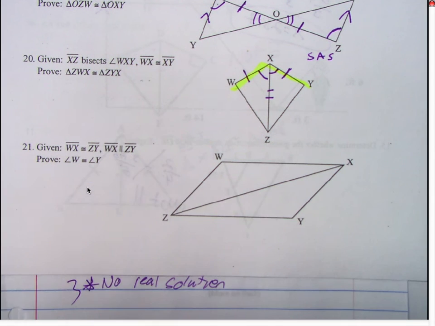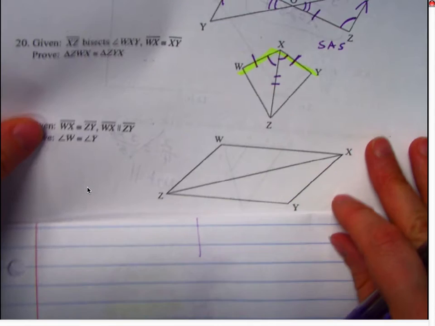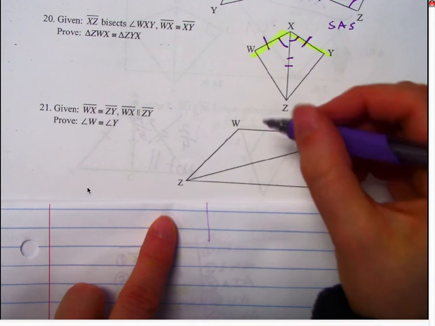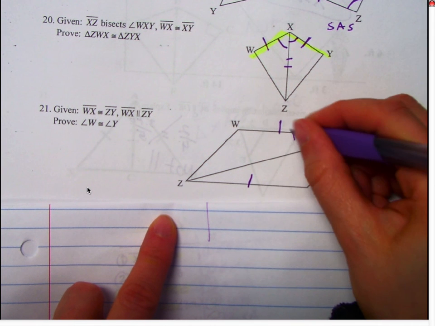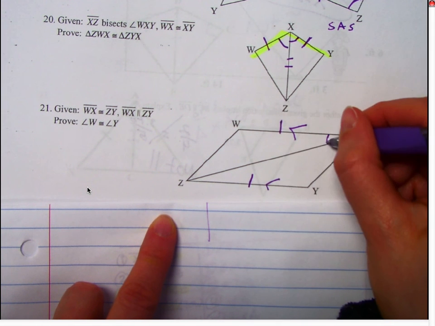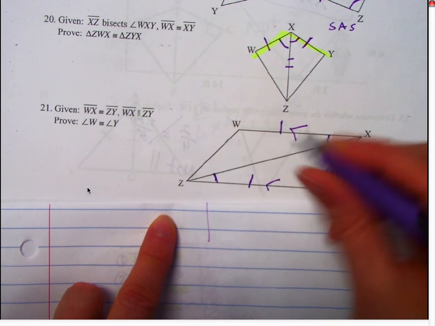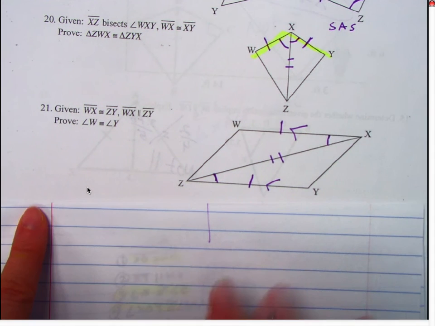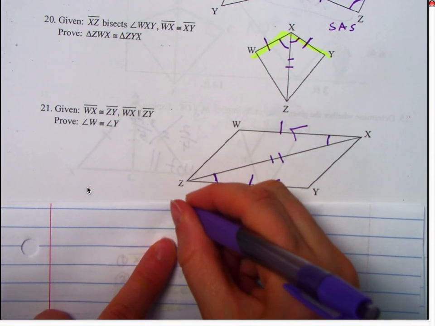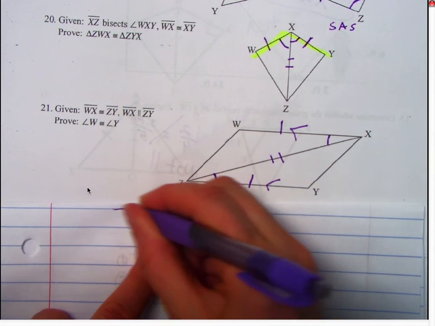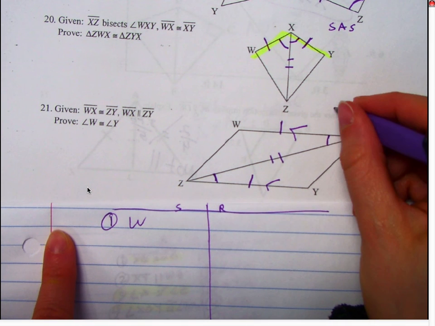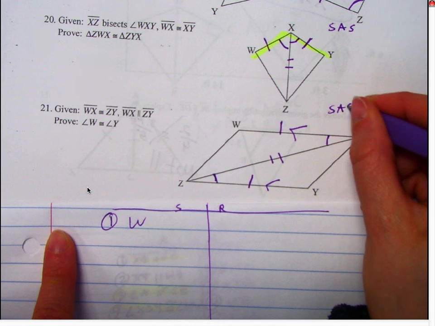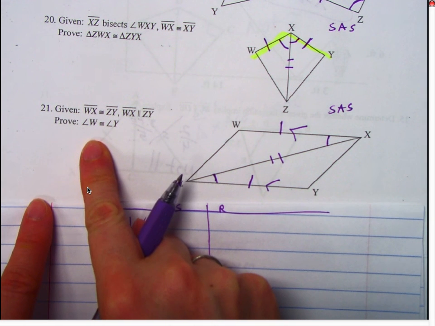Number 21. WX is congruent to ZY. WX and ZY are parallel, so these are alternate interior angles. And then this is congruent by reflexive. So if we have statements and reasons, number 1, this is going to be side, angle, side, and then we're going to have to do CPCTC at the end.